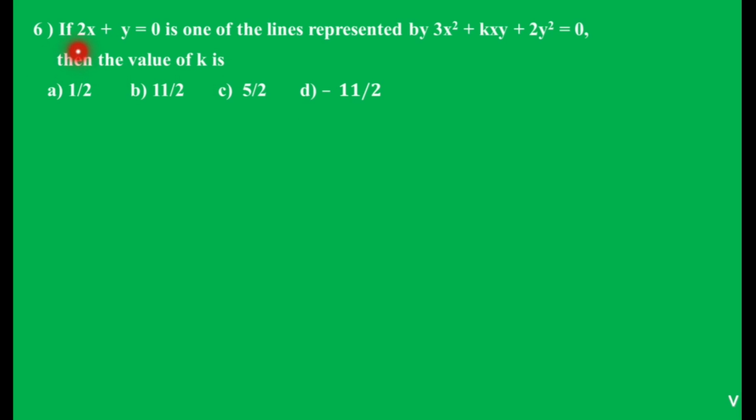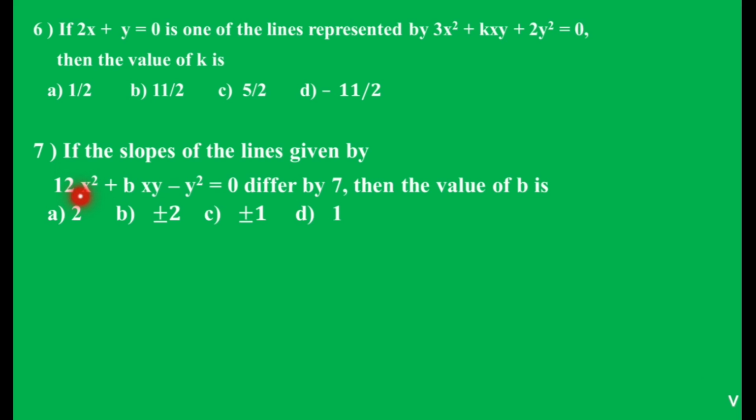Now question number 6. If 2x plus y equals to 0 is one of the lines represented by 3x square plus kxy plus 2y square equals to 0, then the value of k is. From this combined equation, one line is given which is 2x plus y equals to 0. So you have to find the value of k. So option A is 1 by 2, option B is 11 by 2, option C is 5 by 2 and option D is minus 11 by 2.